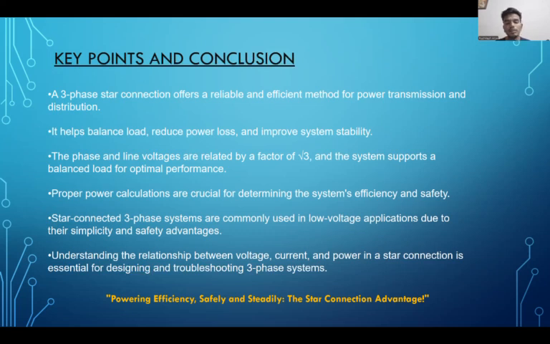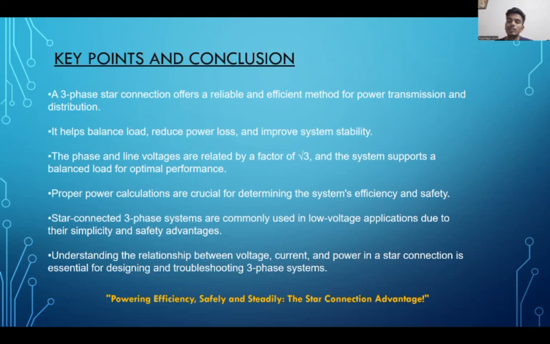Star-connected three-phase systems are commonly used in low-voltage applications, whereas delta-connected three-phase systems are used in high-voltage applications. Star connections are used in low-voltage applications due to their simplicity and safety advantages. Understanding the relationship between voltage, current, and power in a star connection is essential for designing and troubleshooting three-phase systems.